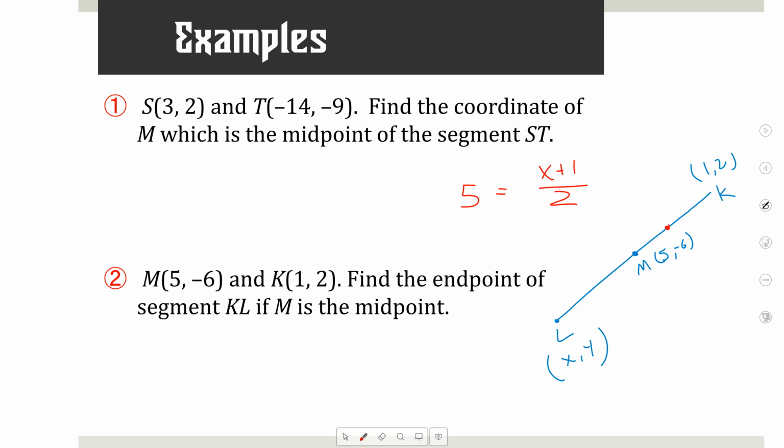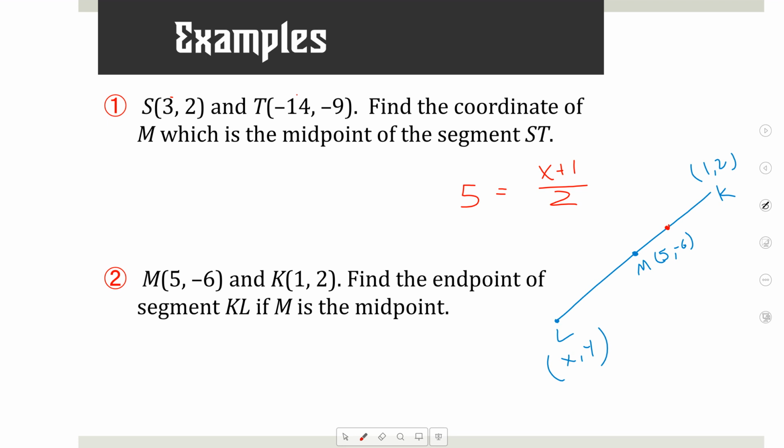So let me explain that a little bit more. What she did is she took the two x coordinates, one of the x coordinates is x, the other x coordinate is 1, added them up and divided by 2, and that has to equal the x coordinate of the midpoint. Just like when we did part 1, we added up the two x coordinates, 3 and negative 14, divided by 2 to get negative 11 halves. That became the x coordinate of the midpoint. The difference in problem 2 is that we know the x coordinate of the midpoint.